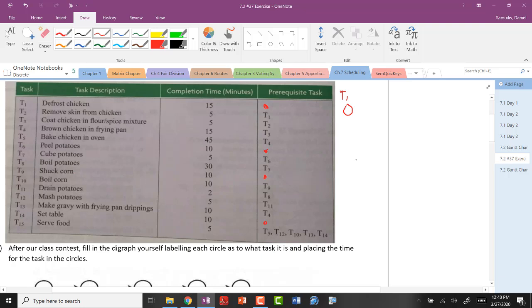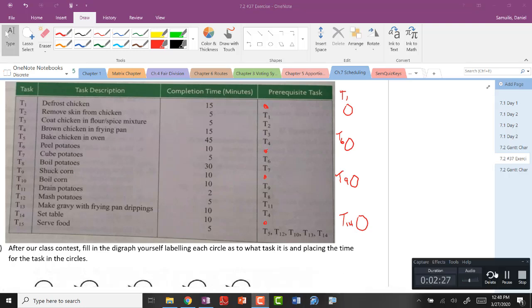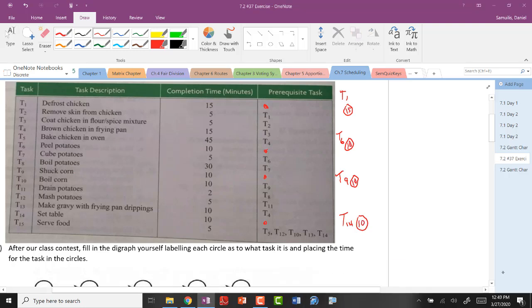Then look at T6, which is peeling the potatoes. I could put the numbers in there after T9. Probably those circles aren't going to be big enough, but that's okay. And then T14, which is set the table. All right. Maybe pause for a second, and also pause to get those numbers in there.